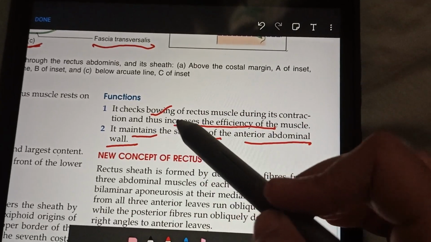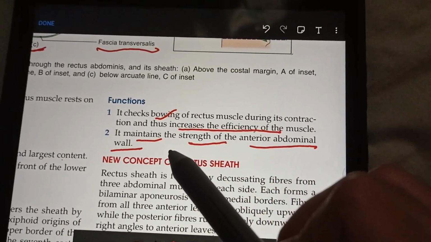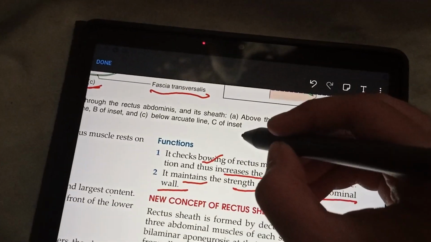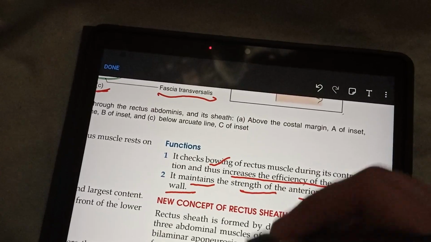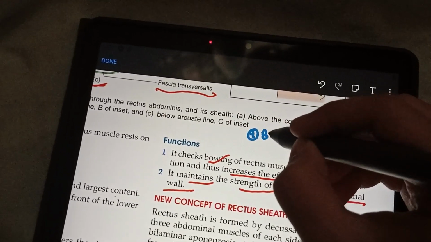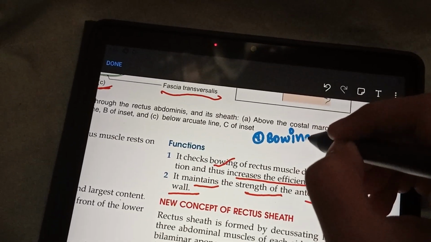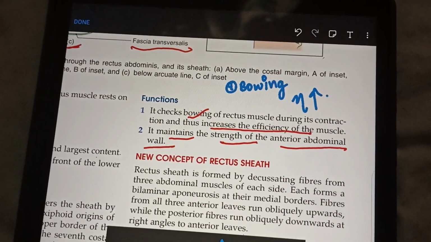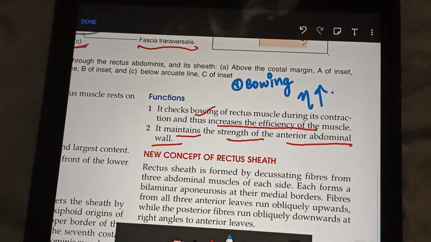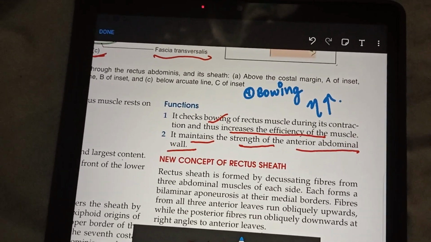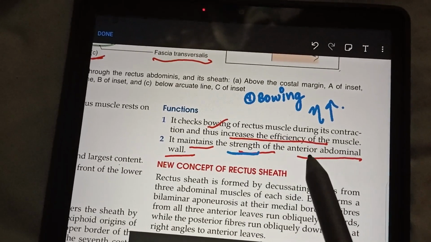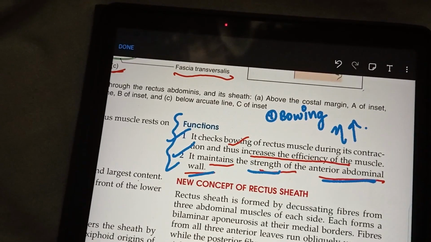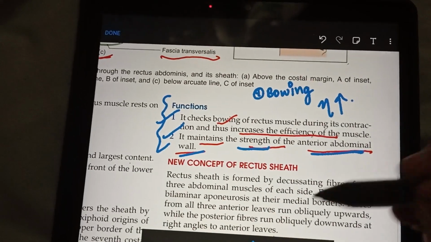Functions: it checks the bowing of the rectus muscle during contraction, and thus it increases the efficiency of the muscle. By checking the bowing during the contraction, it increases the efficiency, and it also maintains the strength of the anterior abdominal wall. So these two are the important functions of the rectus sheath.